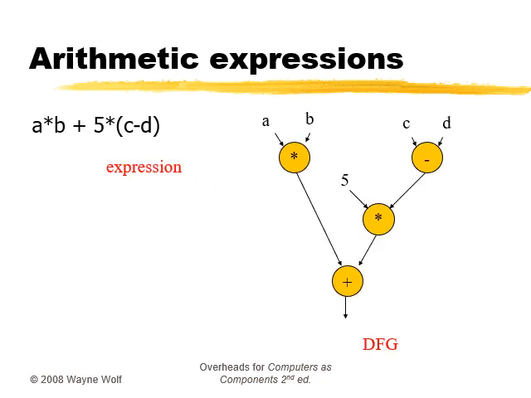Here's an example of a simple expression from which we have generated a DFG. We do not have any control here because we do not have any decision statements, so it is straightforward. We have nodes A, B, then we have operations multiply A and B, then we have C minus D multiplied with 5, and ultimately we are getting our result, that is, after the summation of these two expressions.